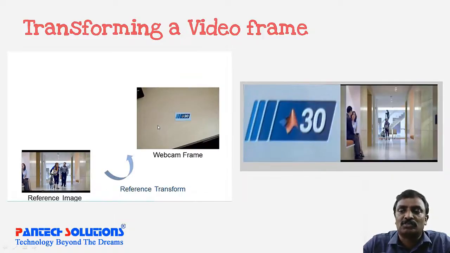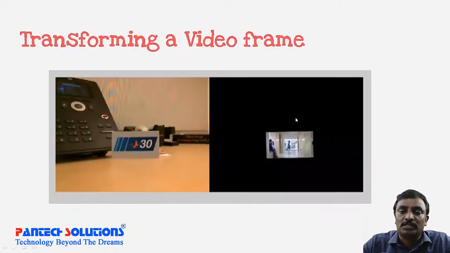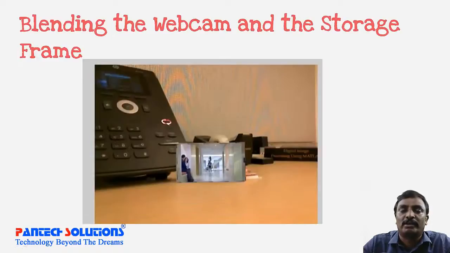Once you convert this video frame to this reference image, you calculate the reference transform and create a binary mask where you have the object, and you replace the object with the virtual environment video. Finally you will have a webcam, you detect the object, then you embed the virtual video inside the detected object. So this is the final output.